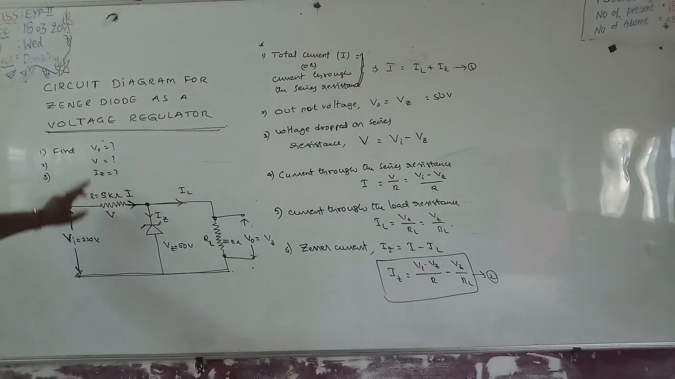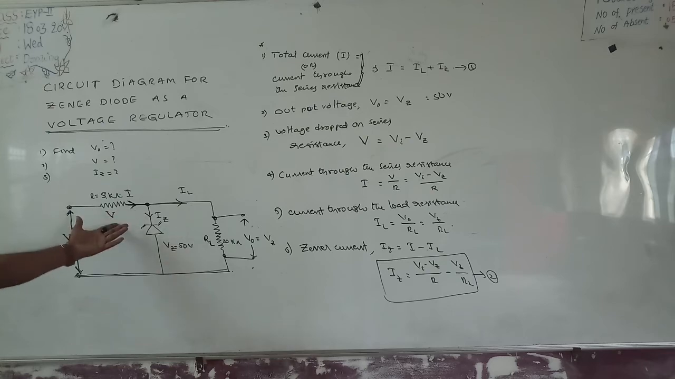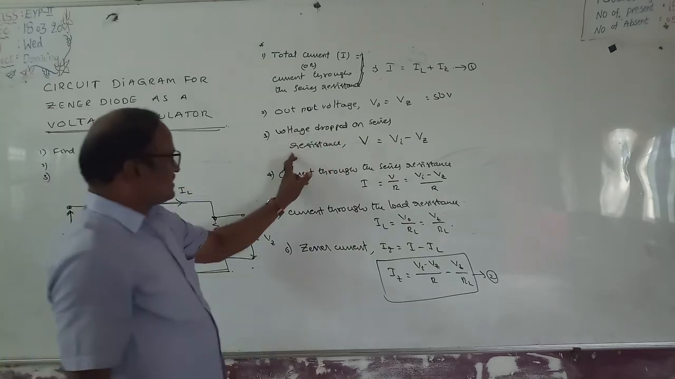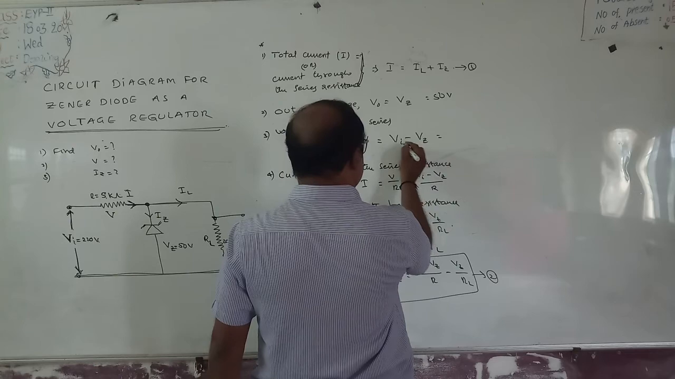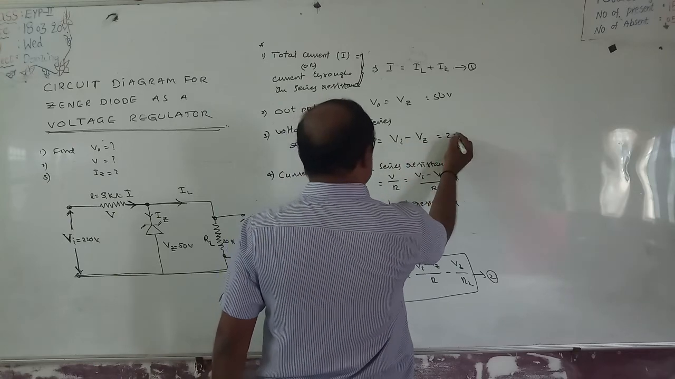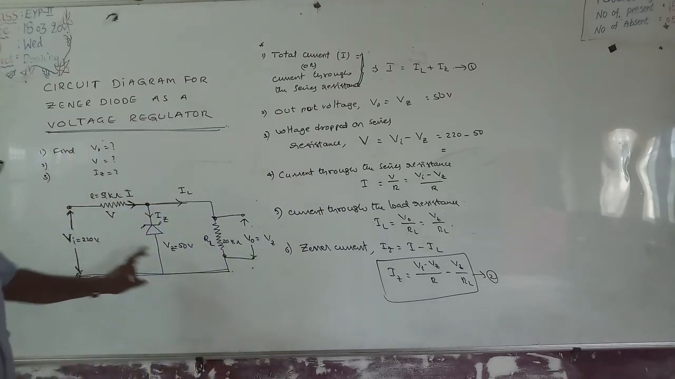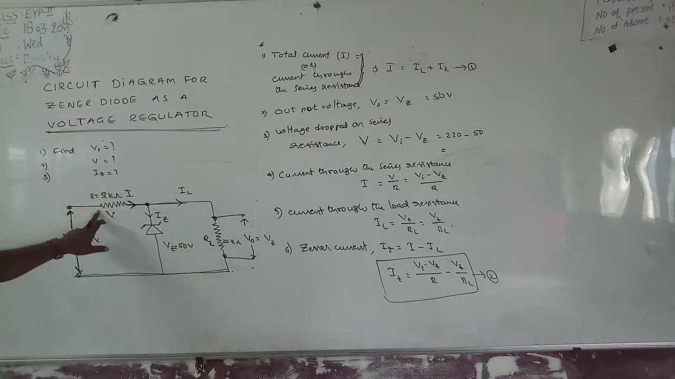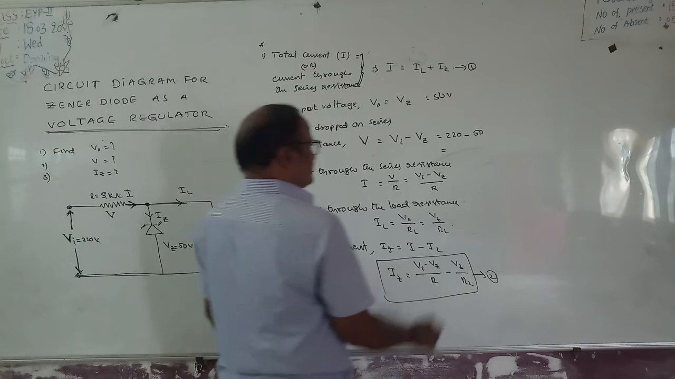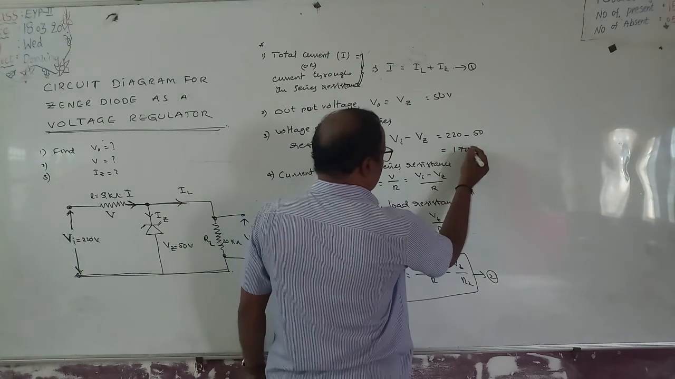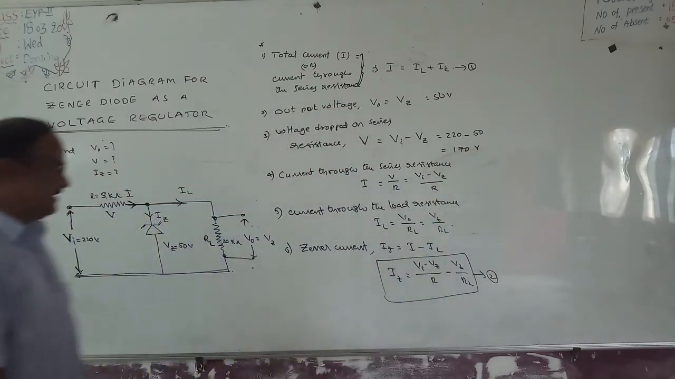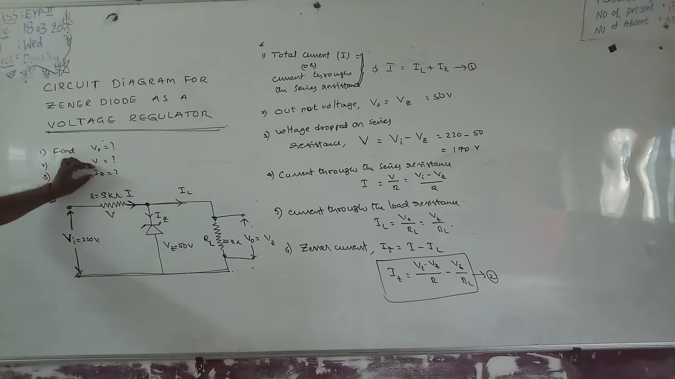Second one, find the value of potential dropped on the series resistance. What is the formula for it? Voltage dropped on the series resistance is equal to Vi minus Vz. Vi is equal to 220, Vz is equal to 50. So 220 minus 50, the remaining voltage is dropped on the series resistance. 220 minus 50 means 170 volts.